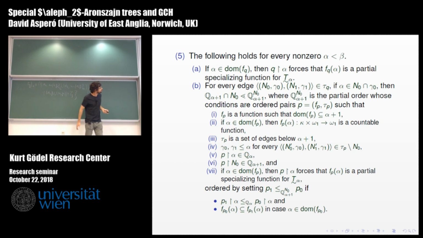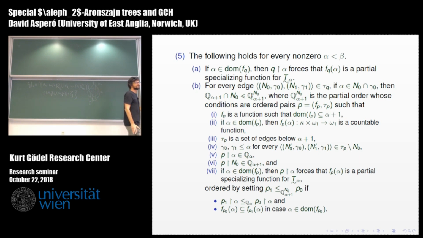Okay. Tell me again what, in condition 6, p restricted to n0 is in q alpha plus 1 means, exactly? Well, I'm defining q alpha plus 1 by recursion on the suprema of the heights of the models, so this is already defined. So that's already defined.